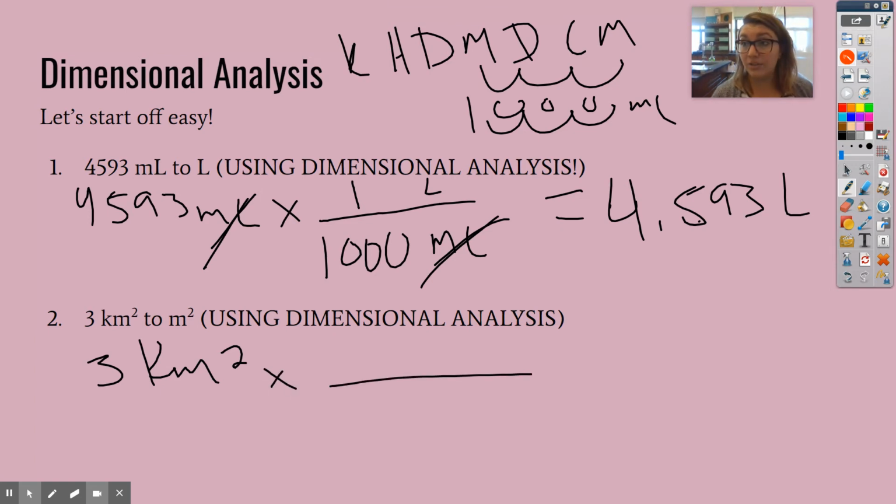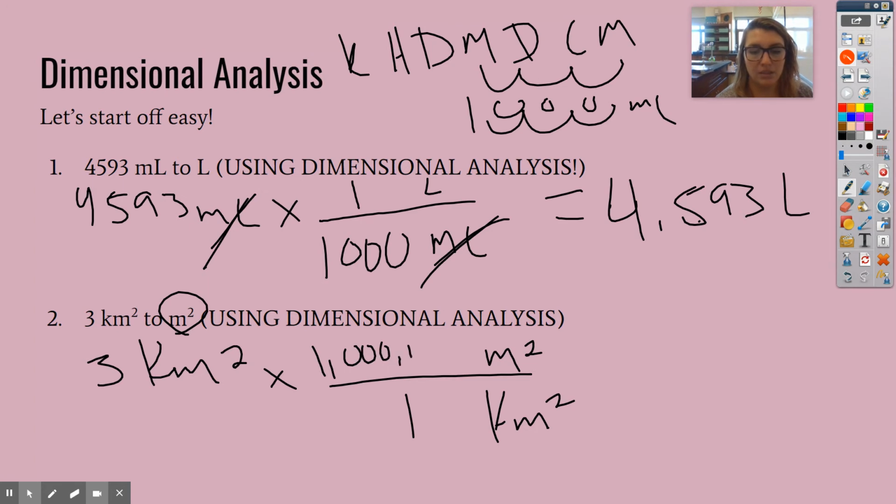All right, so same thing below, 3 kilometers squared. We want our units to cancel, so we know kilometers squared goes on the bottom, and we want to get to meters squared, so that goes on the top. Now we just need to figure out how to convert from kilometers to meters. So for every 1 kilometer squared, we have 1,000,000 meters squared. Our units cancel, so now we're in meters squared, which is what we want.